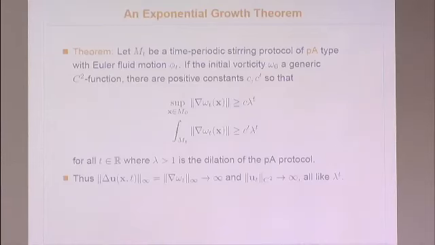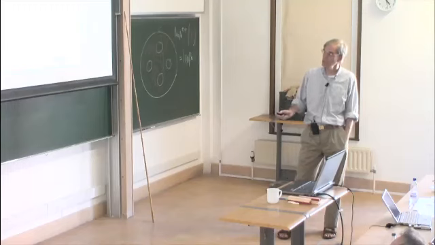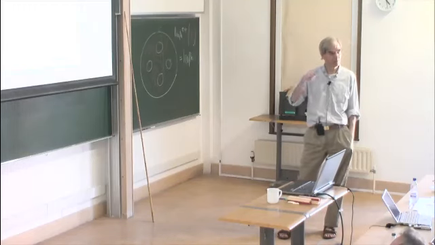So let me state the theorem in this case. Again, we start with a stirring protocol of the type I'm talking about. It's a pseudo-Anosov. We have some initial vorticity, again a generic C2 function. It wouldn't work if it was constant, if it was irrotational, which I'll tell you about in a minute. So this isn't valid, of course, for irrotational fluids. Then there are constants so that the gradient of the vorticity grows exponentially, and also its L1 norm grows exponentially. And this lambda is the dilation, which we can compute exactly.